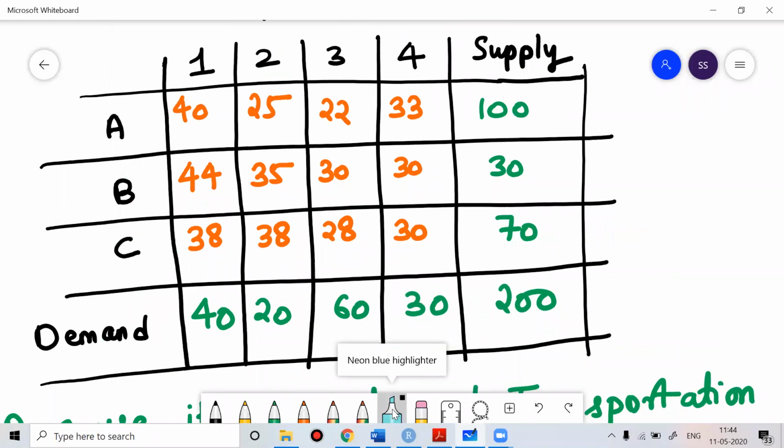For doing that, we have already done it in the previous class, but again kind of revision for you. Out of all the elements, see the element which is the greatest. All the data is of profit matrix. The data which is maximum is 44. Now in order to convert the maximum matrix into minimum matrix, subtract all the elements from 44. So 44 minus 40, 44 minus 25, 44 minus 22, then 44 minus 33, 44 minus 44, 44 minus 35, 44 minus 30, 44 minus 30, like this you will do.